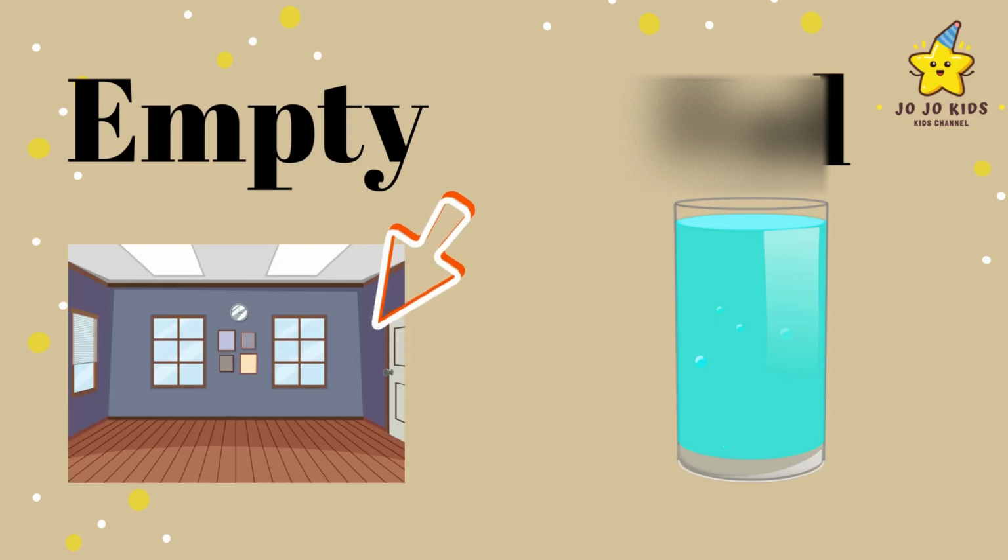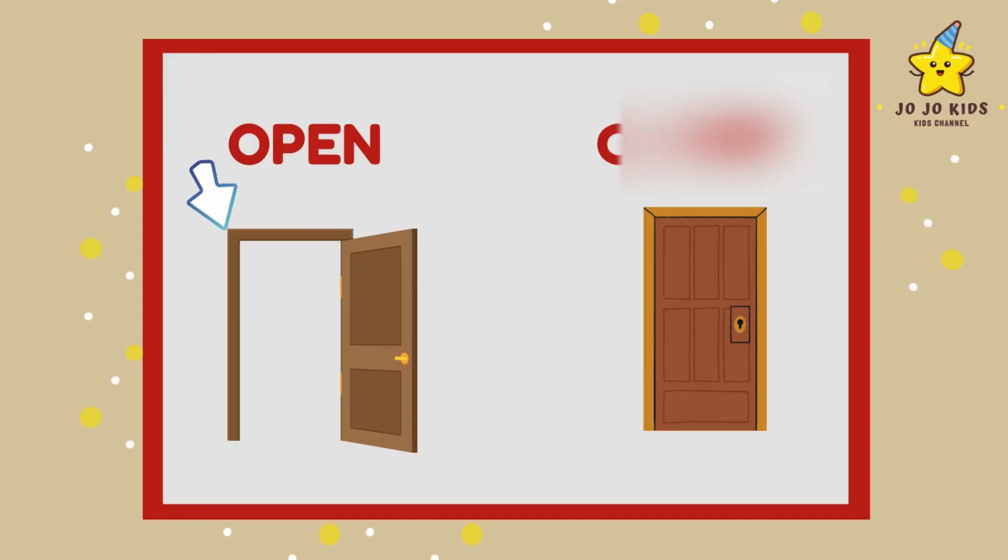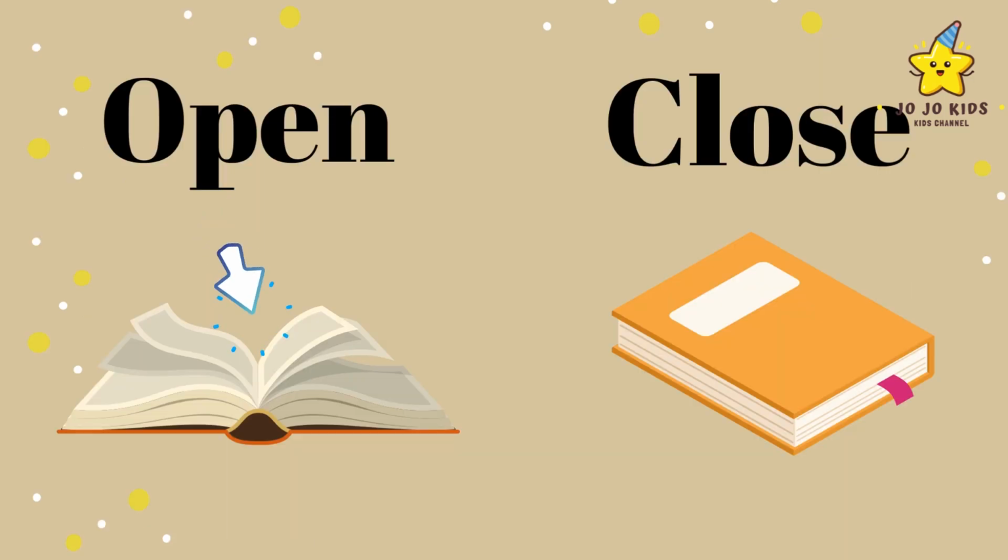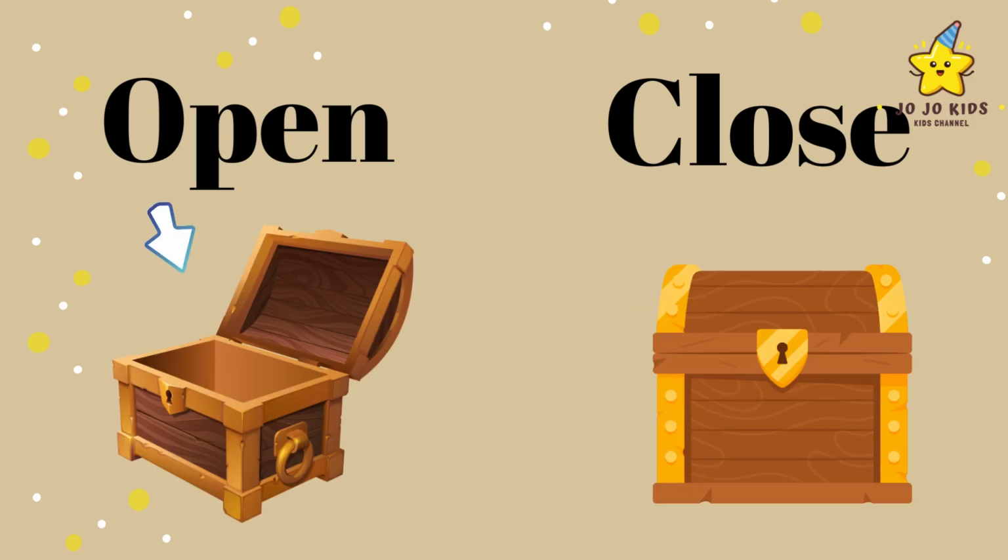This room is empty. But the glass is full. The next opposite word is open, close. Open, close. This book is open. And this book is close.